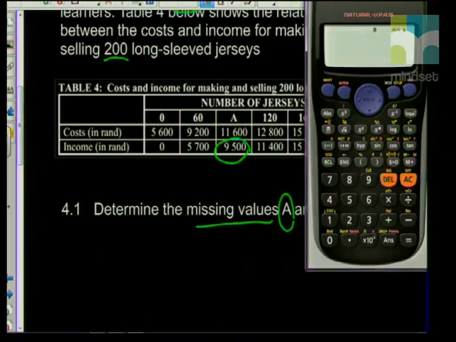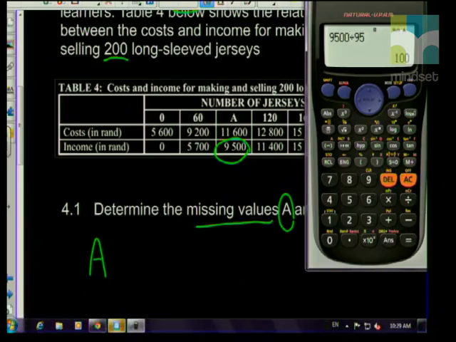We're going to take 9,500 divided by 95, and we get A needs to be 100. Can we check it? Well, yes, it's always a good idea to check.